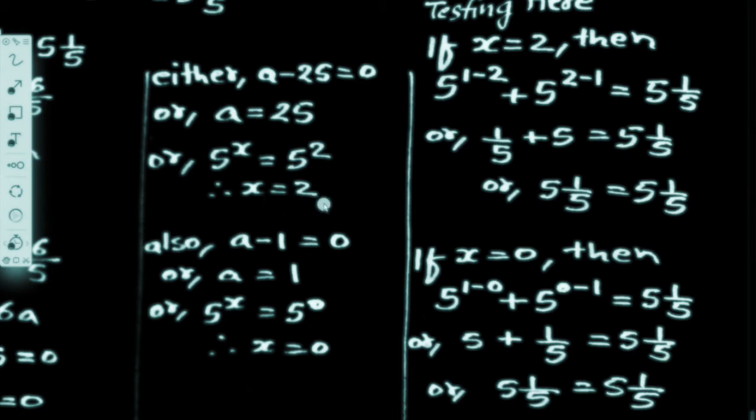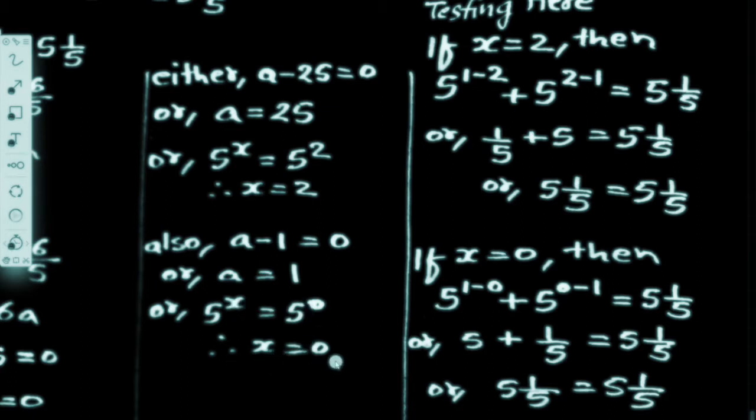And from the next factor, let's see. The next factor is a minus 1 equals 0, or a equals 1. So 5 power x equals 5 power 0, meaning a is replaced with 5 power x and 1 is replaced with 5 power 0, since 5 power 0 means 1. If the base is the same, here 5, it means x equals 0.